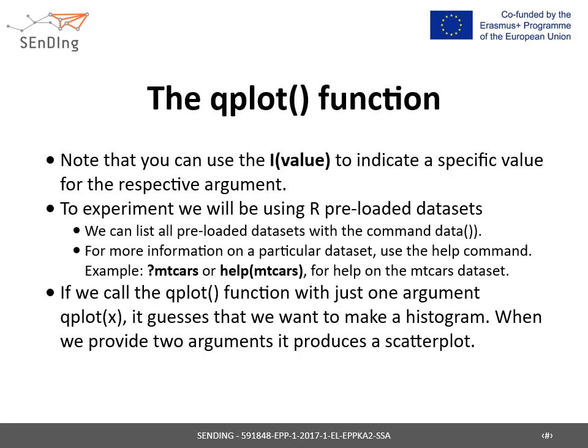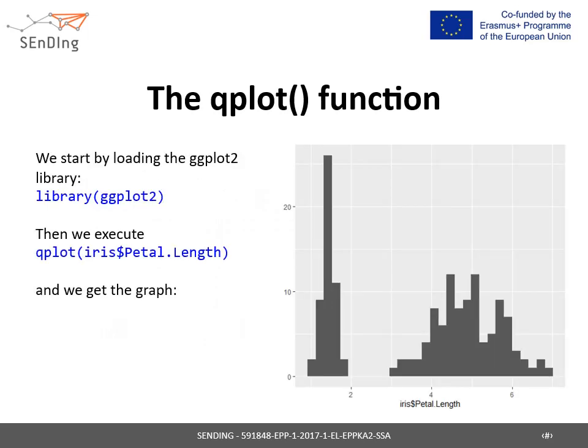It is important to know that if we call the qplot function with just one argument, qplot(x), our guess is that we want to make a histogram. When we provide two arguments, it produces a scatter plot. We start by loading the ggplot2 library. Then we execute qplot(iris$Petal.Length). And we get the graph on the right.